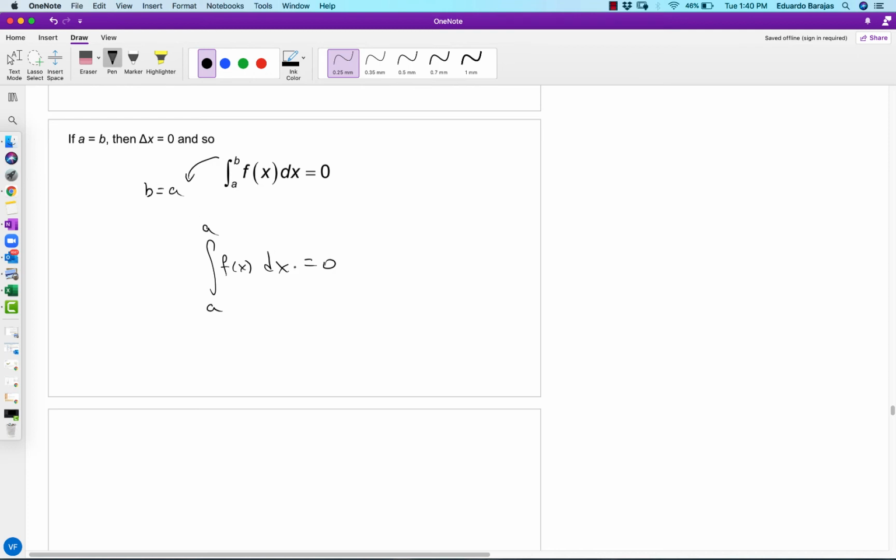Right? Well, if they equal each other, you can also just say the integral from b to b of f of x dx equals 0. Either way, the point is that if these are the same, then you're not integrating anything.